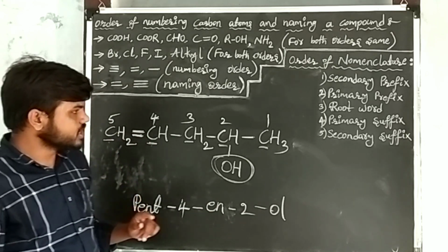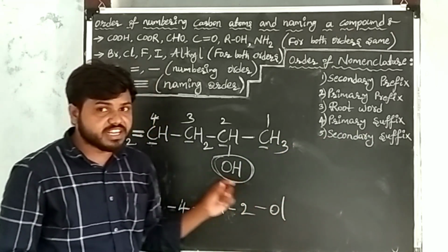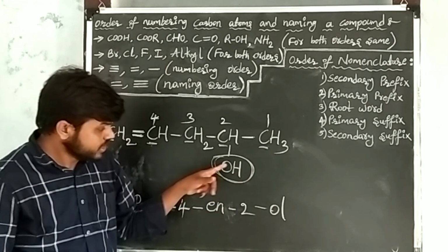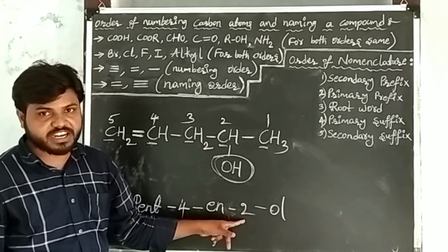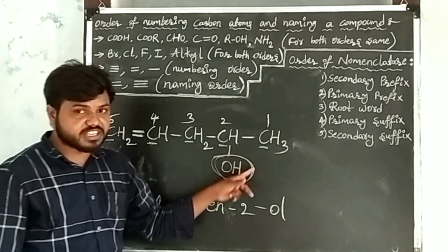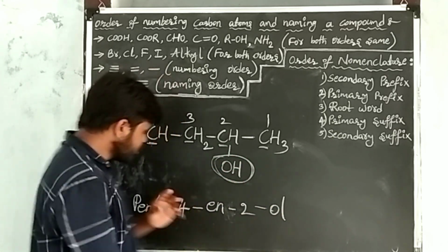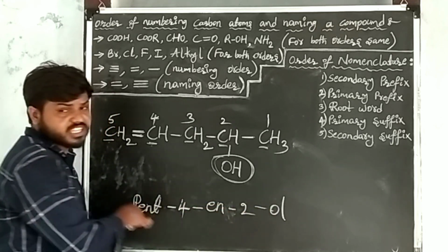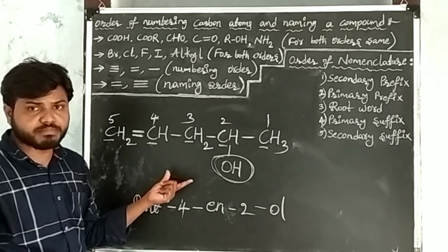After writing the double bond suffix, go to the secondary suffix. Here the secondary suffix is the functional group. There is one functional group, that is alcohol. The position of the alcohol is 2nd. I wrote it. After writing the position, write the suffix of alcohol, that is ol. Now this is our required IUPAC name: pent-4-en-2-ol is the IUPAC name of the given carbon compound.